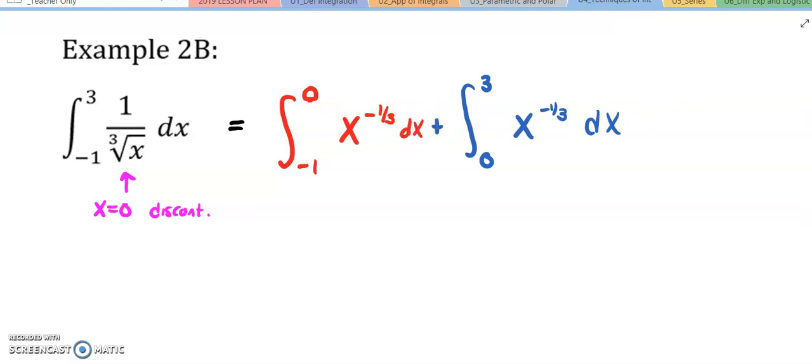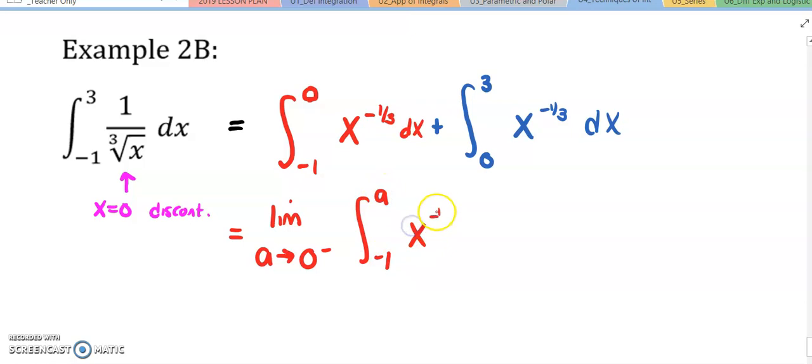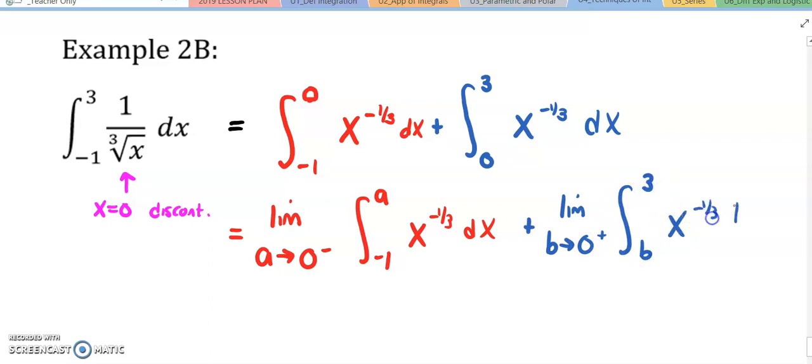So as we do that, let's go ahead and rewrite it with the limit notation included. So it's going to be the limit as, and I'm going to use the letter a this time. It doesn't matter what letters you use, honestly, but I like to use a's and b's and things like that. Okay, there's our first one. And then our second one, we'll write plus limit, and I'll use the letter b for this one. b approaches 0 from the positive side, integral from b to 3, x to the -1/3 dx.